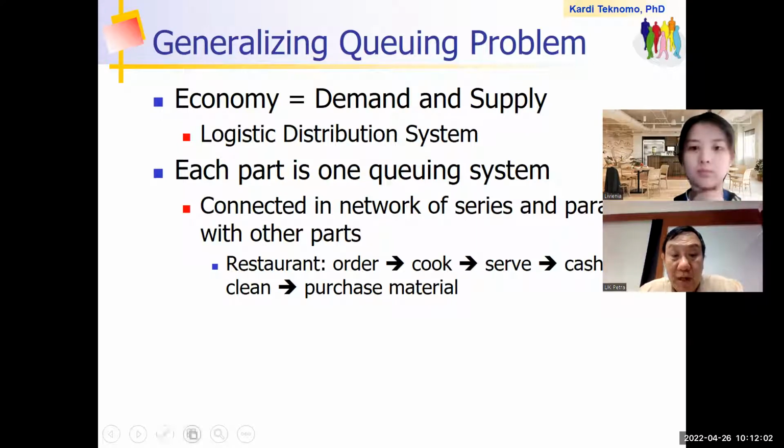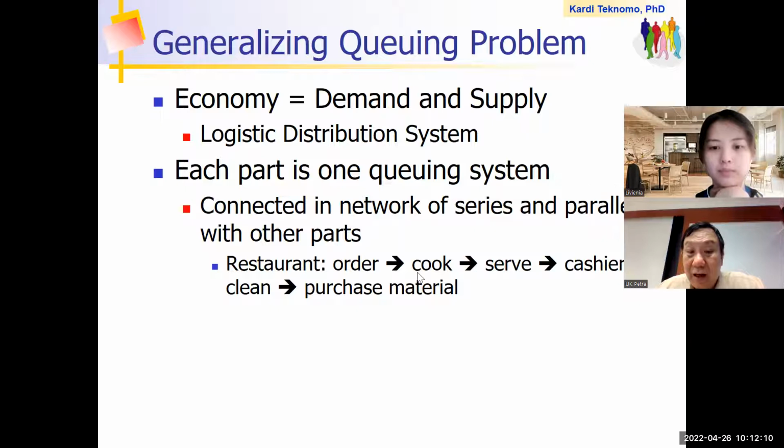Similarly, if you have a restaurant, for example, there is an order, and then you cook. After that, you serve. Then there is a cashier, and after that, you clean, and then you purchase some materials. Each of these, again, is a queuing system that you can model.